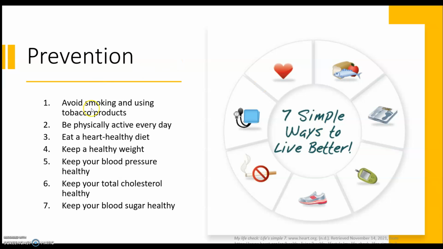Here's your prevention. 1. Avoid smoking and using tobacco products. 2. Be physically active every day. 3. Start eating a heart-healthy diet. 4. Keep a healthy weight. 5. Keep checking your blood pressure and make sure it's healthy. 6. Make sure you keep your total cholesterol healthy. 7. Keep your blood sugar healthy. These are the 7 ways to keep life better and help prevent heart disease.